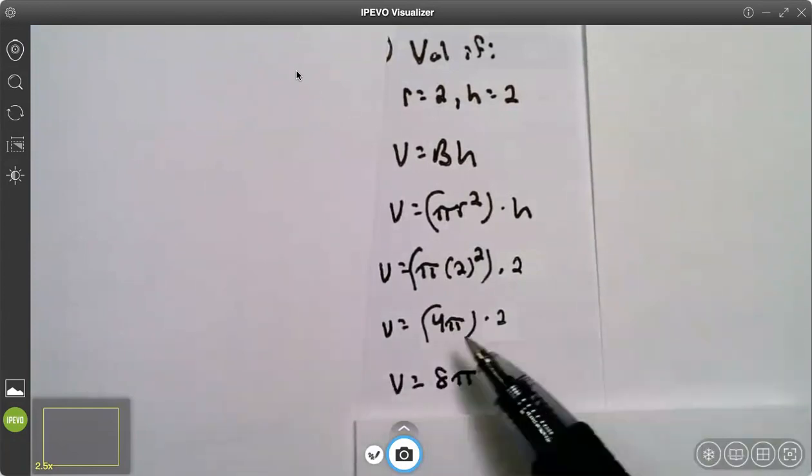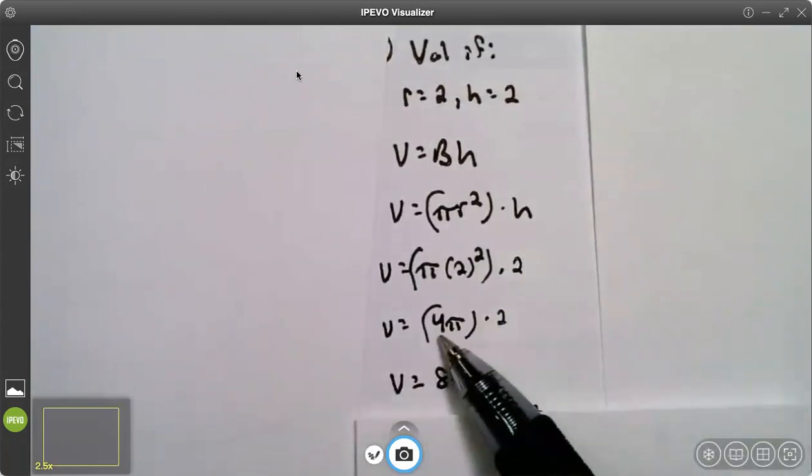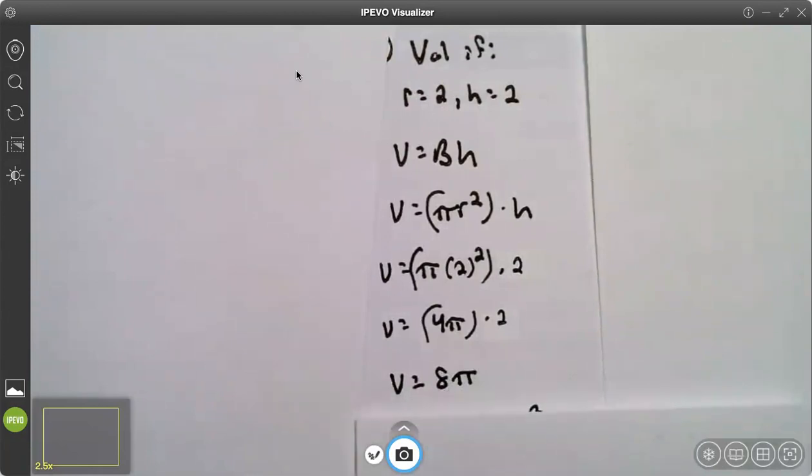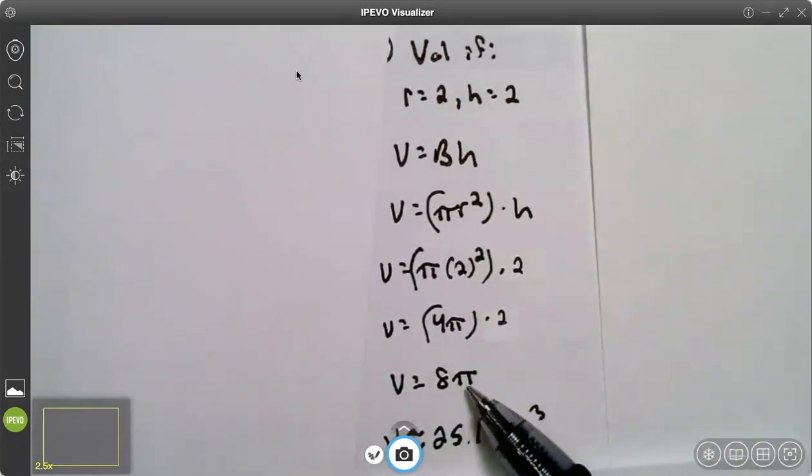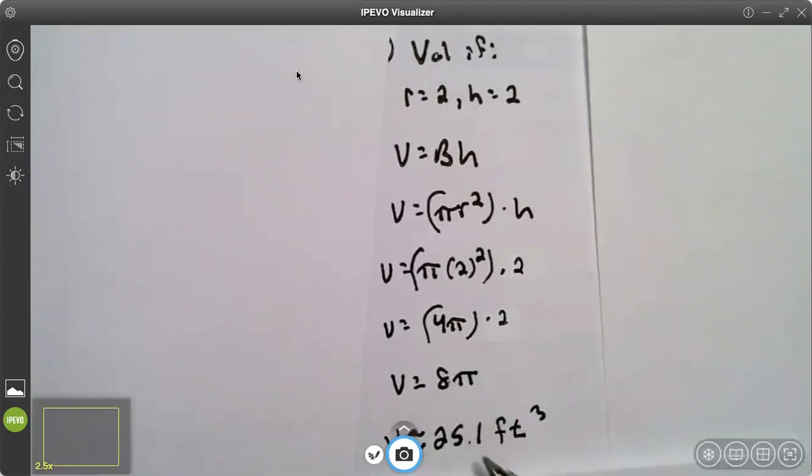I chose to say 4 times 2 first because I could do that in my head and write 8, and then 8 times pi I put in my calculator and got about 25.1 cubic feet. Your answer here will vary depending on whether you use 3.14 for pi or whether you use the pi button. If you use the pi button, your answer will be slightly larger than if you use 3.14, which is pi rounded. The bigger the coefficient in front of the pi, the more difference in your answer.